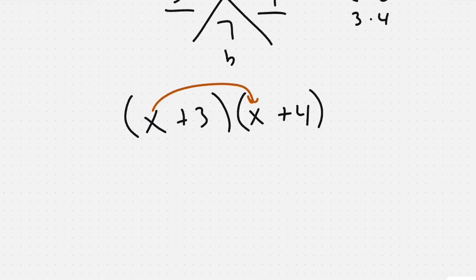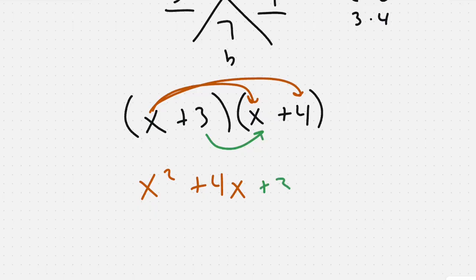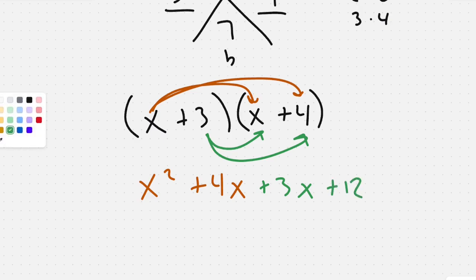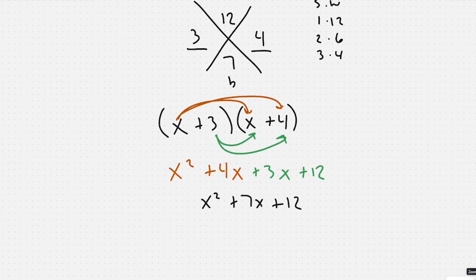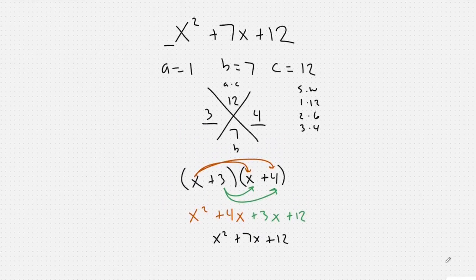So x times x gives us x squared. X times 4 gives us 4x. 3 times x gives us 3x. And then 3 times 4 gives us 12. If we combine like terms, we get x squared plus 7x plus 12. And that gives us back to the beginning from what we have. Let's go ahead and do another problem to get some extra practice.